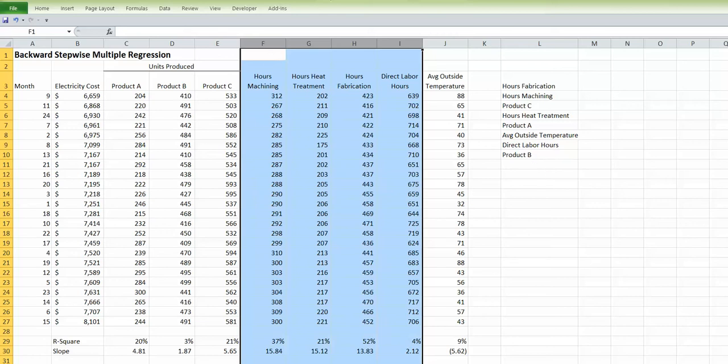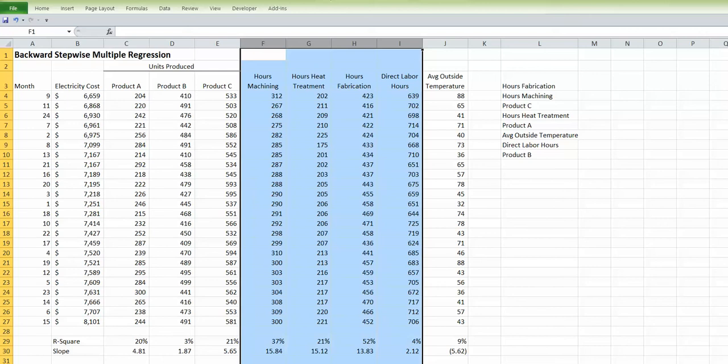That is, as our level of production of, say, product A increases, so does machine hours, heat treatment hours, and, say, fabrication hours. And conversely, we could say the same things with product B and C. And of course, products A, B, and C will consume different amounts of these resources, but there is some overlap in the information provided by these independent variables.